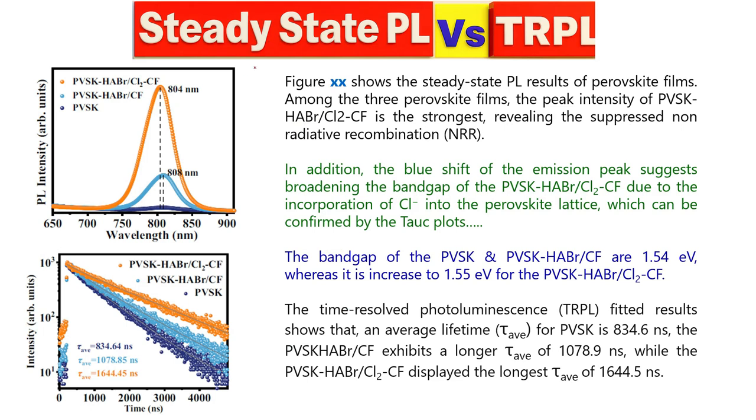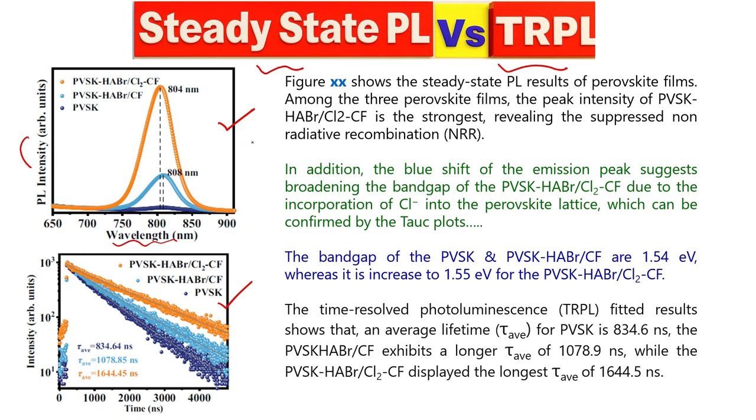How to describe steady state photoluminescence and time resolved photoluminescence in a research paper. These two characterization techniques must support each other. This is the steady state photoluminescence graph, where on the x-axis we have the wavelength, and on the y-axis we have the PL intensity. While in the time resolved photoluminescence graph, on the x-axis we have the decay time in nanosecond and microsecond, and on the y-axis we have intensity.